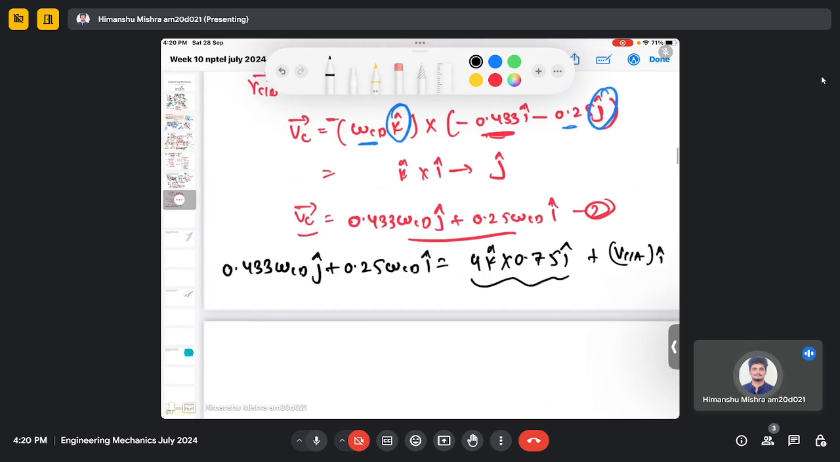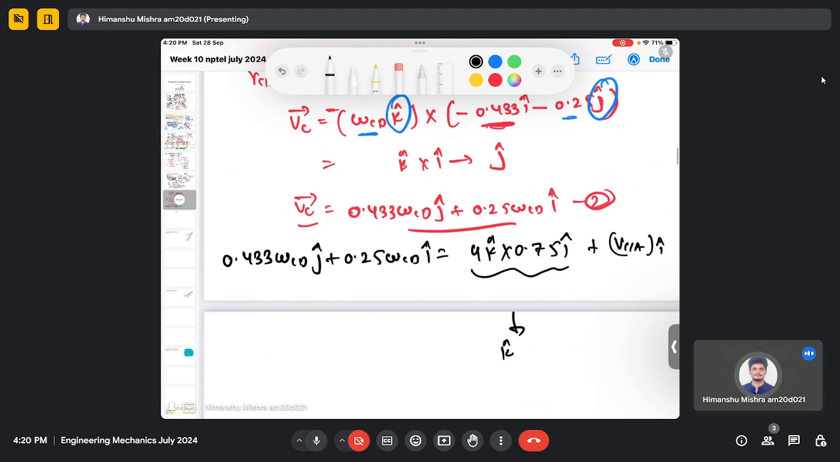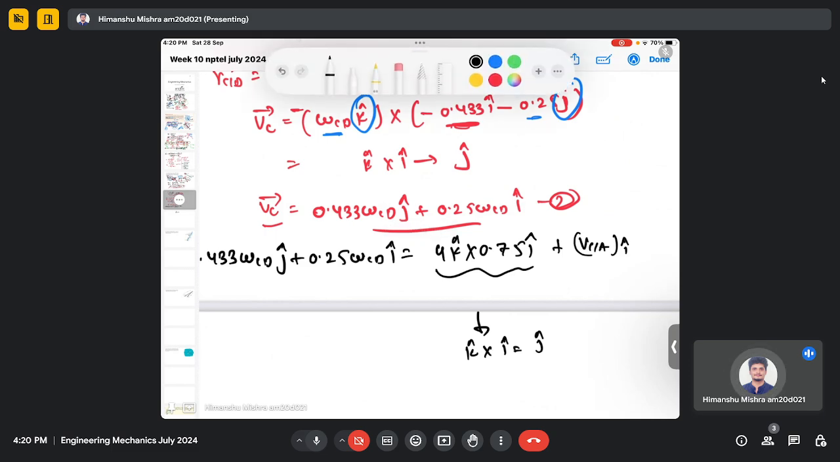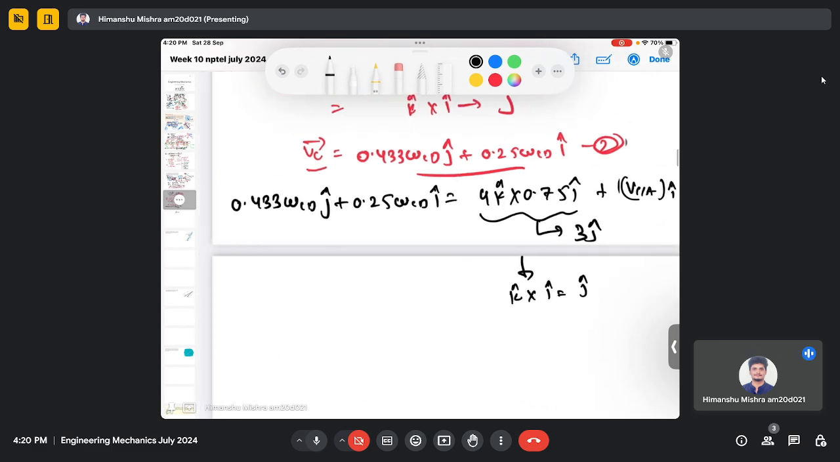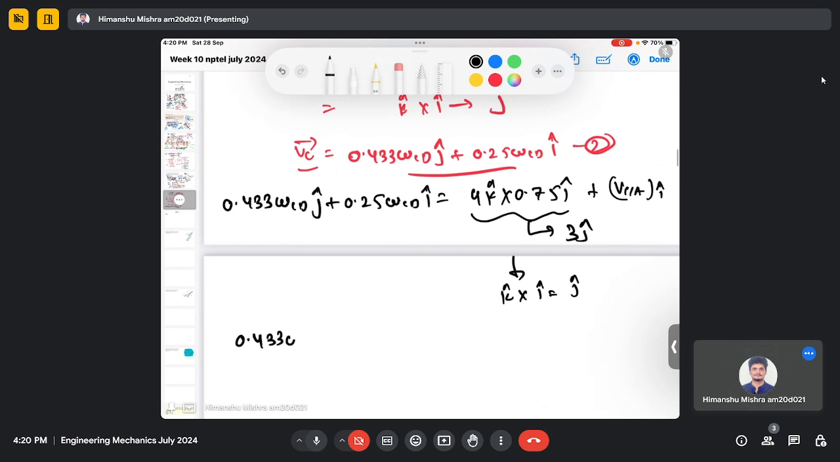Right. So this term we can calculate. It's a cross product between k and i. So the resulting quantity will be in the j direction, and the magnitude is 4 multiplied by 0.75, which is 3. So this quantity will be 3j. So 0.433 omega CD j plus 0.25 omega CD i equals 3j plus VCA i.